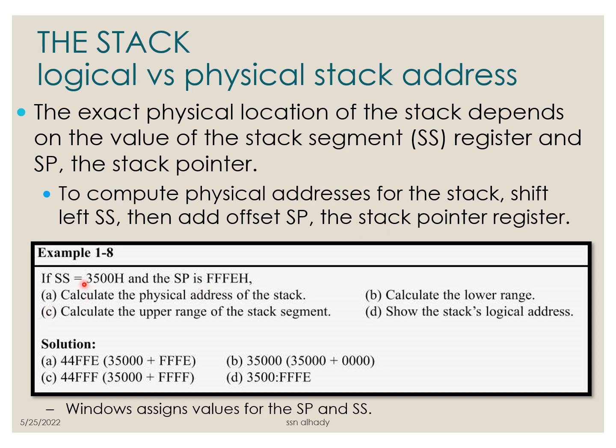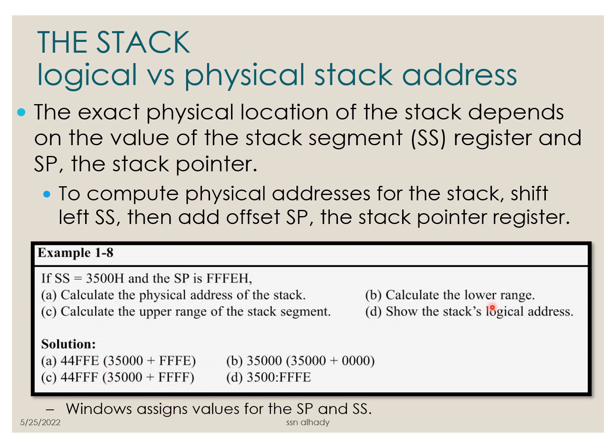In this example, if the stack segment is 3500 and the stack pointer is FFFE, calculate the physical address of the stack. Okay, you shift the stack segment by 1 hex, and then you add the stack pointer.